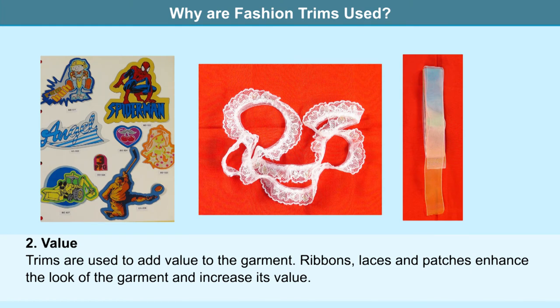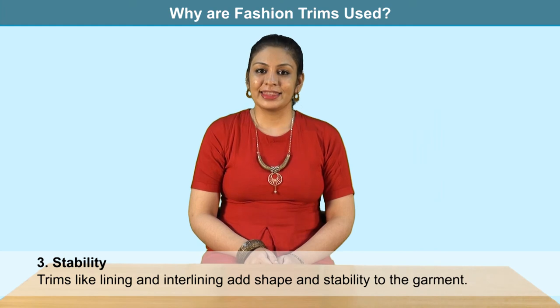Second, value. Trims are often used to add value to the garment. For example, ribbons, laces, and patches. If you look at the traditional Indian garments, ghagras and lehengas and saris, they are known for their ornamental embroidery patches and trims that have been used on them. They greatly enhance the look of the garment and they increase its value. Third, stability. Items like lining and interlining add shape and stability to a garment.